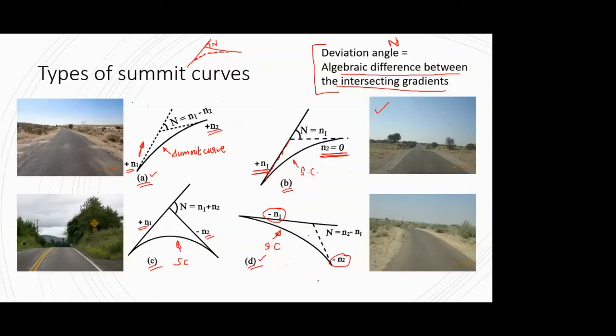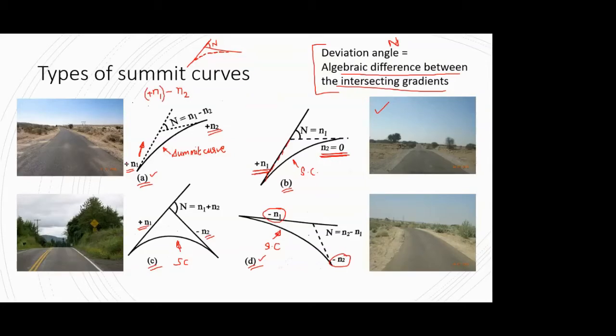Now what you have to know from all this, the important point, is the deviation angle capital N that we were talking about. Here it is written, it's the algebraic difference between the intersecting gradients. Now what is algebraic difference? Difference you all know. Difference is nothing but subtraction. Suppose in case A, I have two gradients n1 and n2. If I just subtract them, this is nothing but difference. But what is algebraic difference? You have to consider the signs of those values.